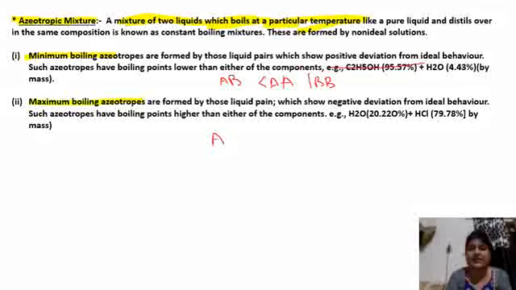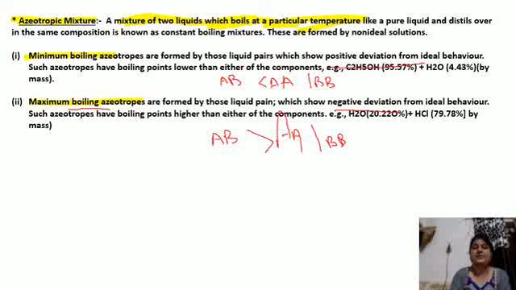But if this interaction is greater than AA or BB, then they will show negative deviation and are known as maximum boiling azeotropes.